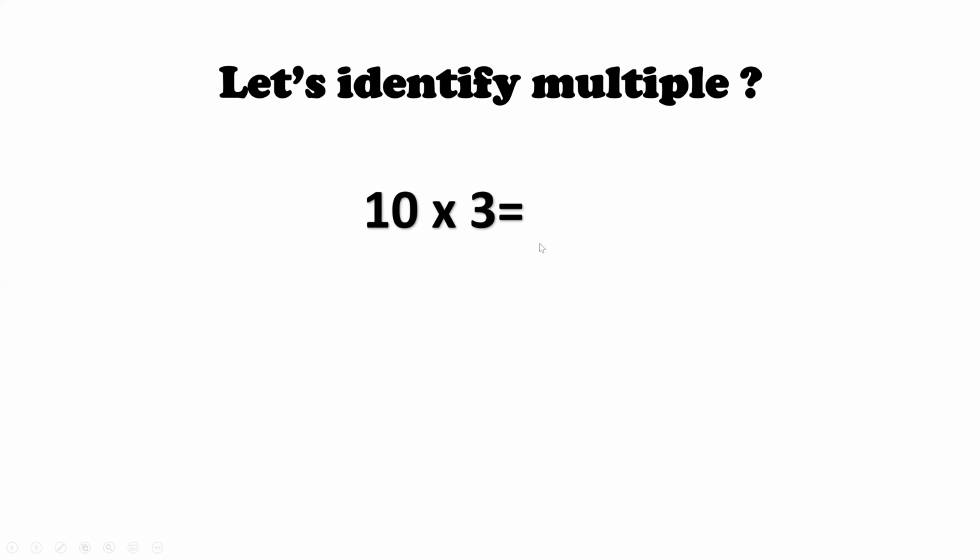10 times 3 equals, that's right, 30. 30 is a multiple of 10. So we used 10 as a factor and we multiplied it by another number, 3. 30 is a multiple of 10.